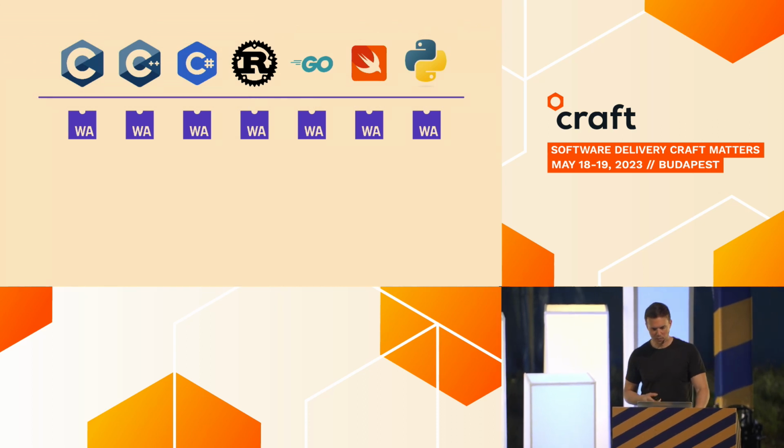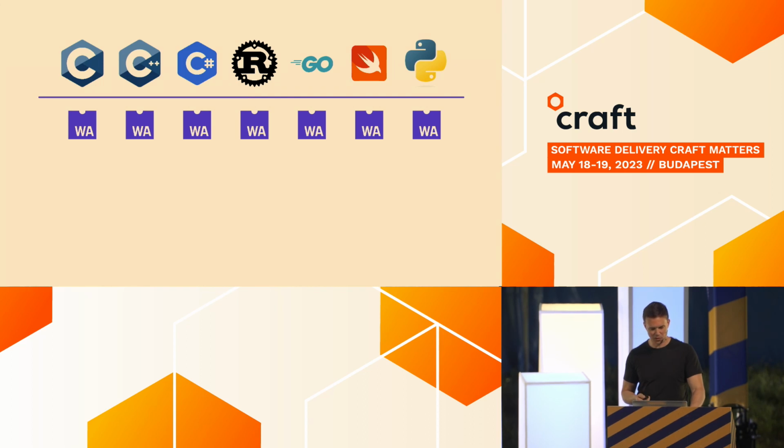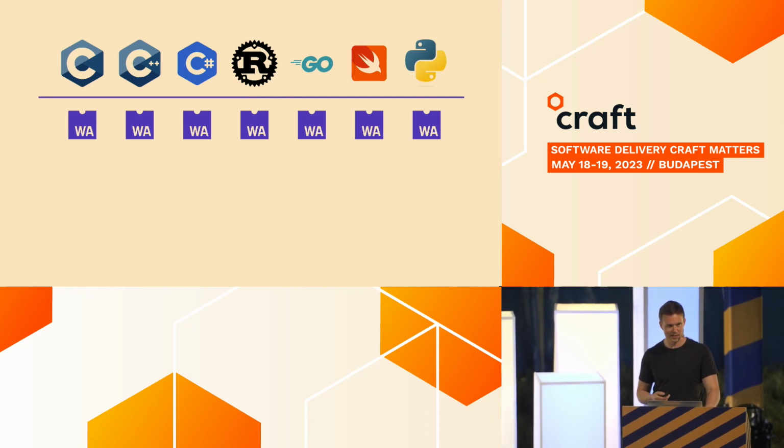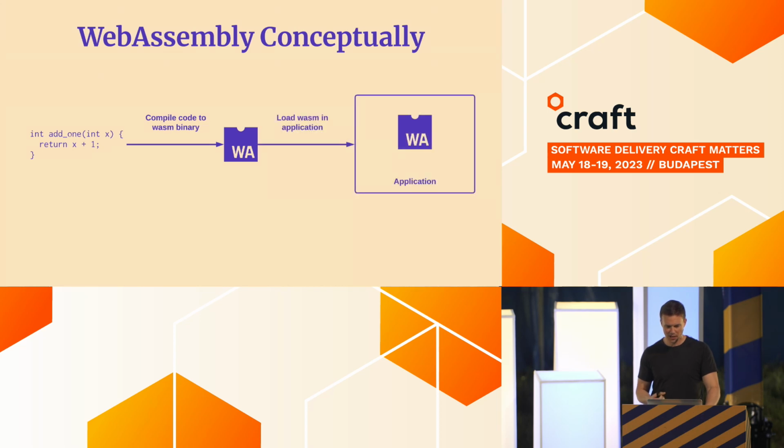Now, there are many languages that compile to WebAssembly. Some of the systems programming languages that can be used include C, C++, C#, Rust, Go, Swift, and Python. The way it works is you write the code in the language of your choice, then you compile to a WebAssembly binary, and then you host that WebAssembly inside some other type of application runtime, and the code itself actually executes within a WebAssembly sandbox.